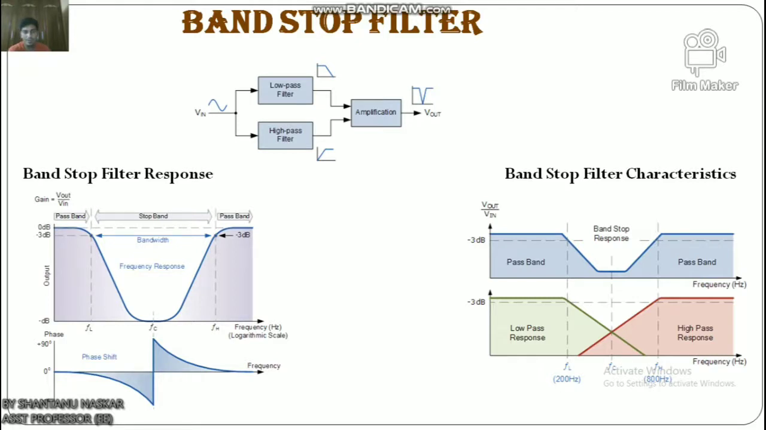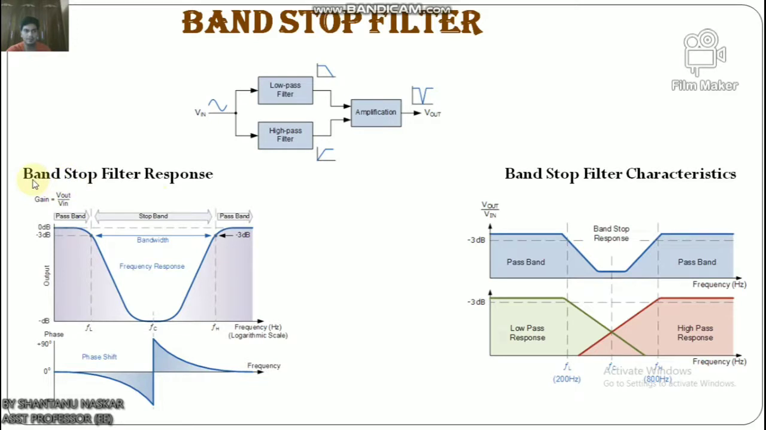So for a wide band stop filter, the filter's actual stop band lies between its lower and upper -3 decibel points, as it attenuates or rejects any frequency between these two cutoff frequencies. The frequency response curve of an ideal band stop filter is therefore given like this.